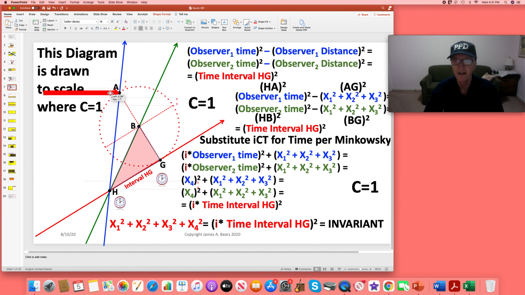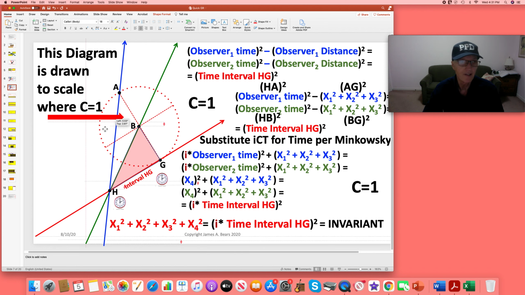So that's his time. So HA squared is his time squared minus AG, the distance from him to the observer or the clock traveling on the red timeline. So minus AG squared is equal to, down here, the time interval HG squared.